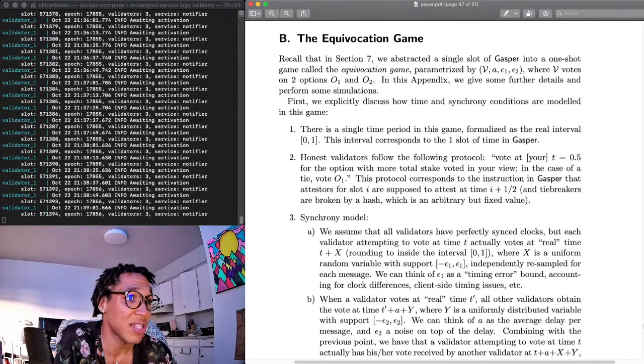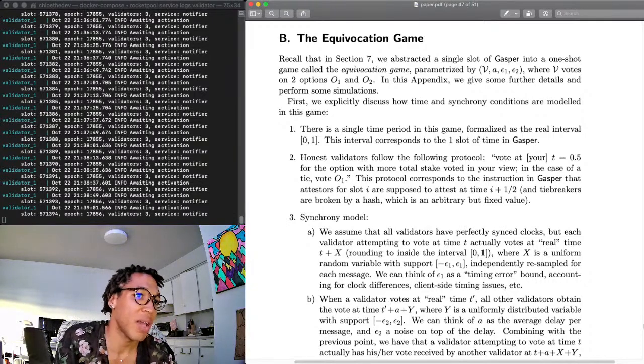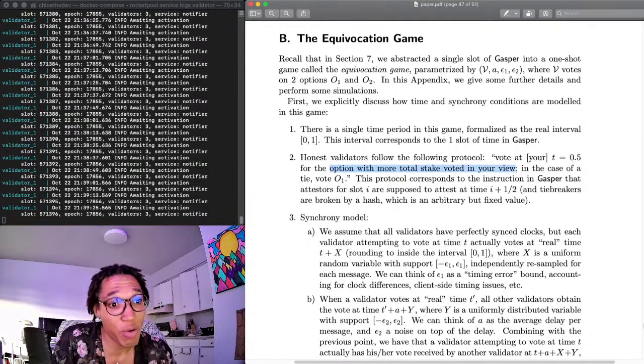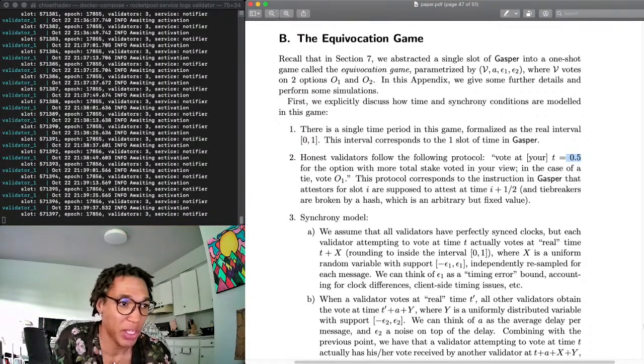First, we explicitly discuss how time and synchrony conditions are modeled in this game. 1, there is a single time period in this game formalized as the real interval 0 to 1. This interval corresponds to the first slot of time in GASPER. Honest validators follow the following protocol. Vote at your time equals half for the option with the more total stake voted in your view. So you're going to look at your own view, find the vote with the highest active weight, and you're just going to wait half the time and vote on that. And hopefully you're doing that in the quickest time possible to get the highest reward.